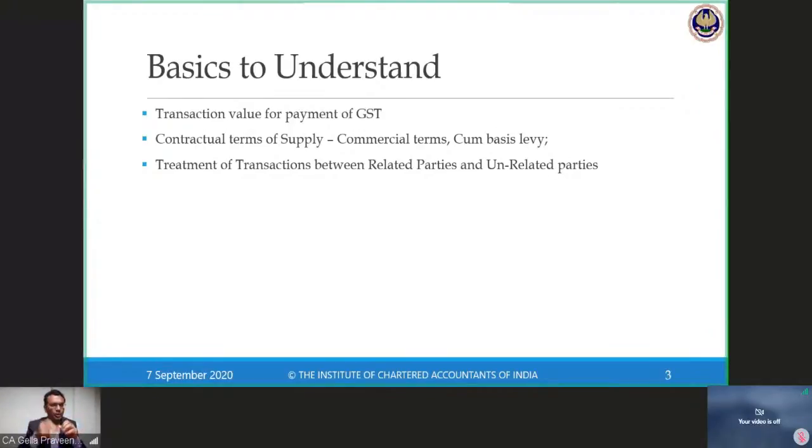Now, why is so much stress given to related parties? Undervaluation of taxes, tax planning, tax evasion. There could be a possibility. Entity A is there, entity B is there. Entity A is a profit-making company. Entity B is a break-even company or yet to make a profit. Now, assuming that there is an accumulation of input tax credit in entity B, and there is no input tax credit accumulation in entity A, which is a profit-oriented company.